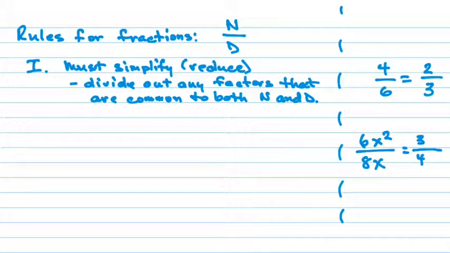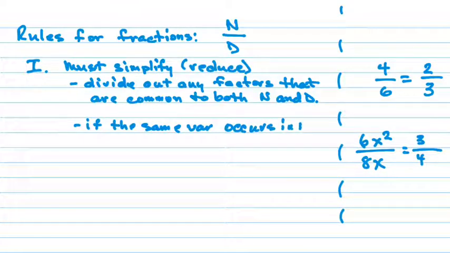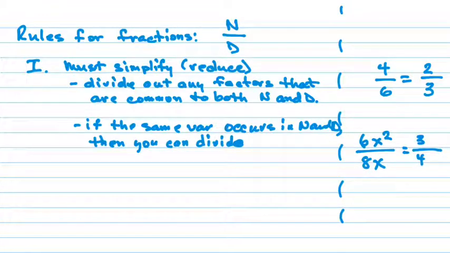If they're the same variable, okay, if the same variable occurs in the numerator and denominator, then you can divide out the smallest one. Now write that down and then let me talk to you about what it means.